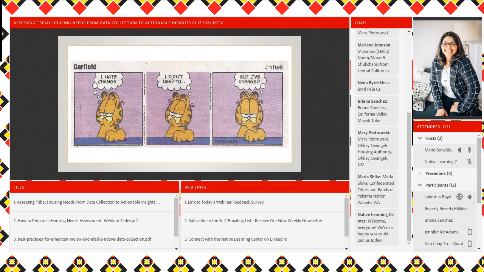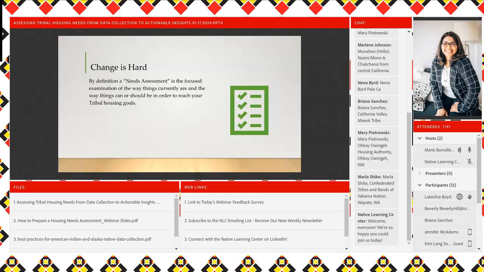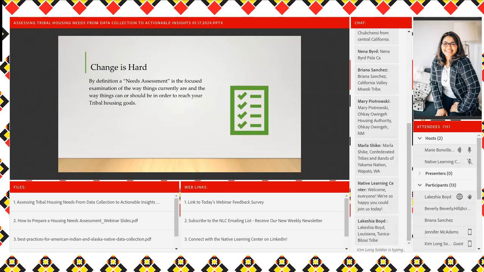Which just goes to show you that change is hard, right? I think that's what that feeling is, that anxiety that sometimes folks get when you say you want to bring up a needs assessment in the room. So what is the point of the needs assessment? It is to see the way things currently are and then determine how they should or can be to meet your tribal housing goals.